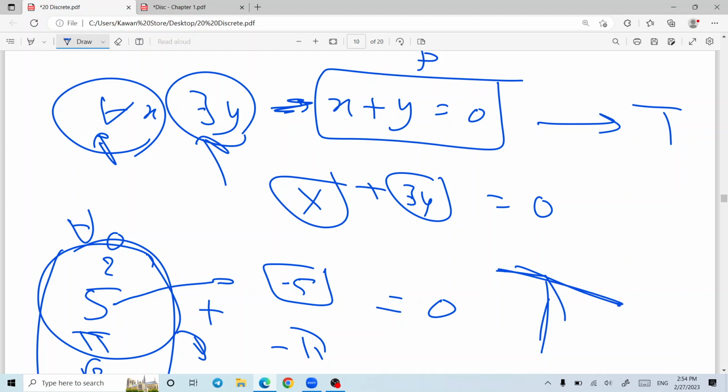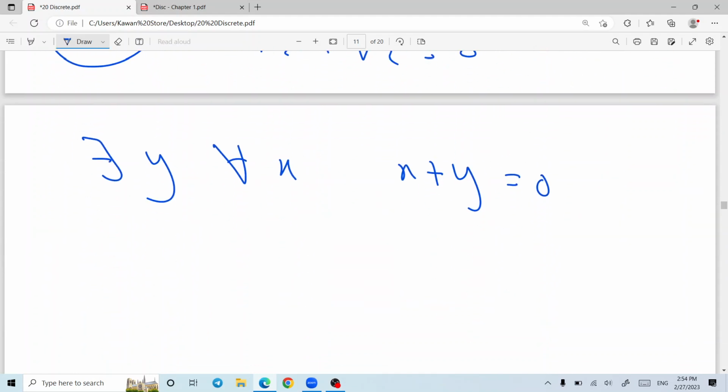At least one y. But here, what does he say? At least you have one y. So I'm going to choose 5, such that for all x, do we have, sorry. This statement says: y plus x equals 0.